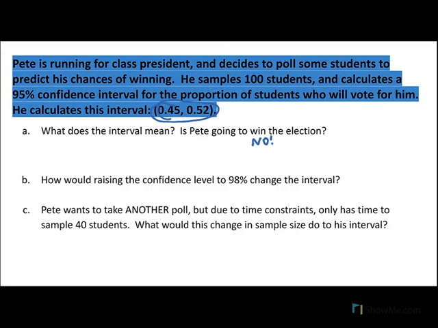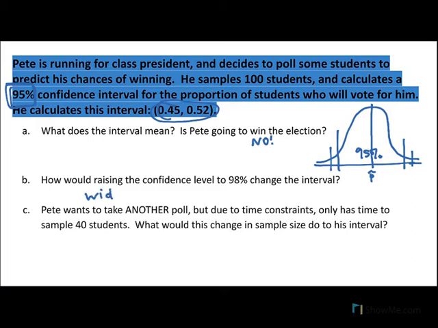Part B says, how would raising the confidence level to 98% change the interval? If you remember from the last lesson, the bigger the confidence level, the wider the interval, because the bigger the confidence level, the bigger the z star. That's the more of the normal model that we're taking in. You can picture it as we're always putting p hat at the center of our imaginary normal model that we're not necessarily drawing, but it's going on in the background. That percentage is basically saying how much of this normal model I'm going to include in my interval. So if I'm going to include more of it, then that interval has to be a little bit wider.